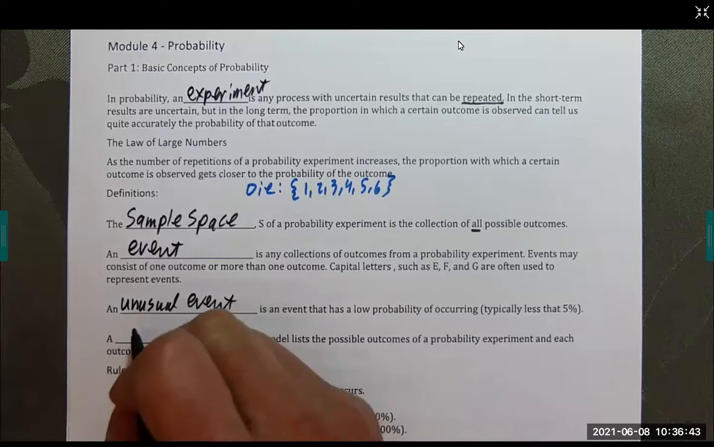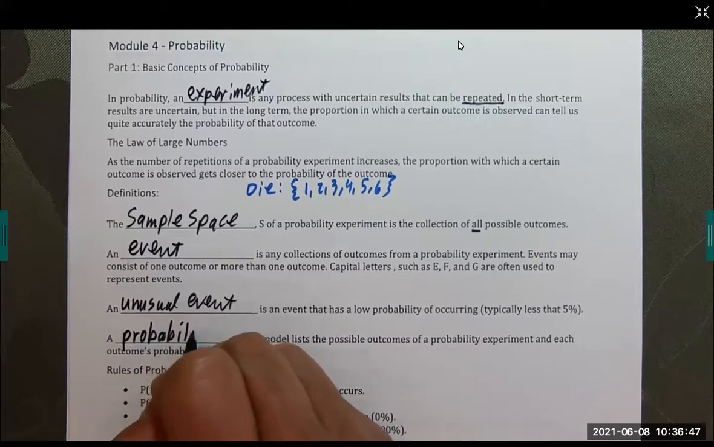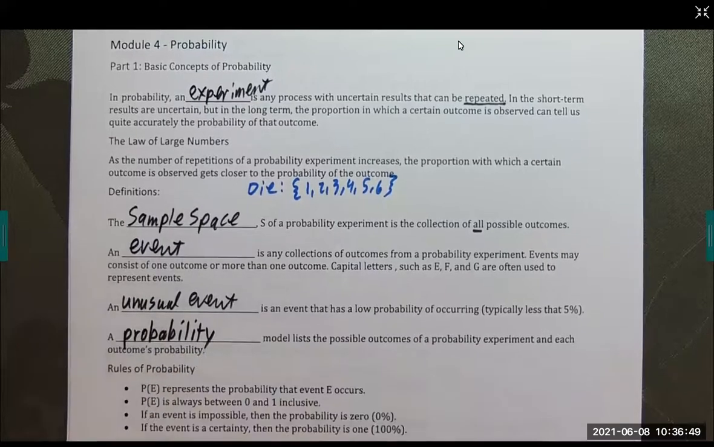And finally, a probability model lists the possible outcomes of a probability experiment and each outcome's probability.